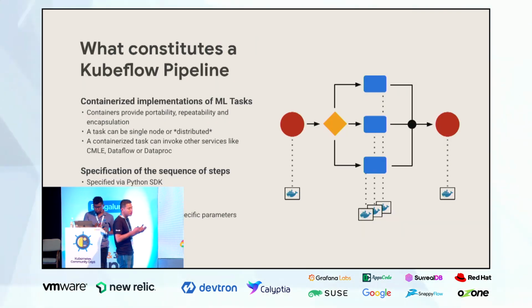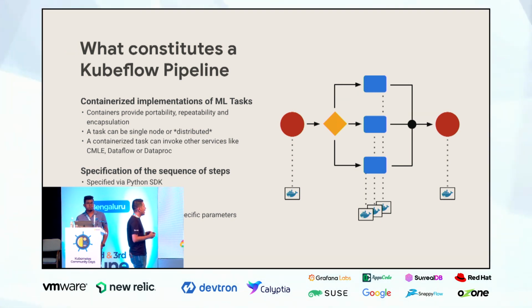Now, what constitutes a Kubeflow pipeline? What you see in these blocks on the right-hand side are nothing but components written for a specific task in an entire ML lifecycle. And what Kubeflow does is the containerized implementation of each of these tasks. And each of these tasks could trigger an individual service. For example, a specific component could trigger a Dataflow or Apache Beam or a Dataproc job that does a lot of data processing.